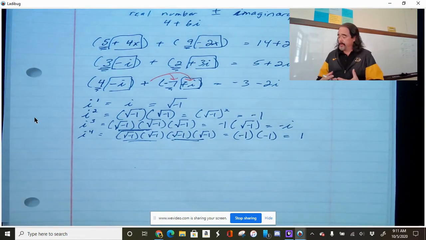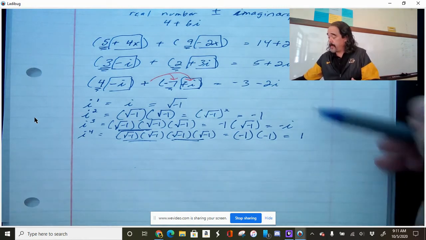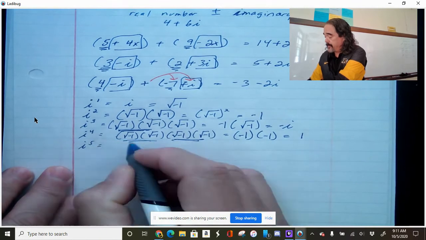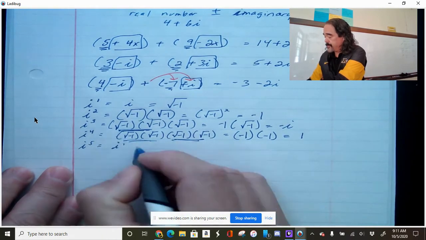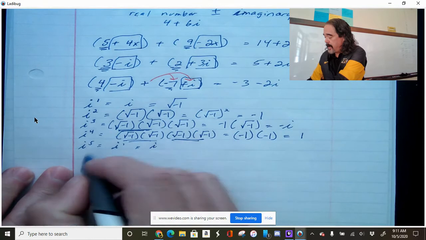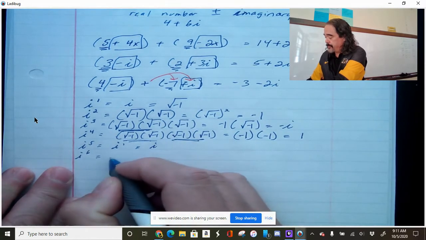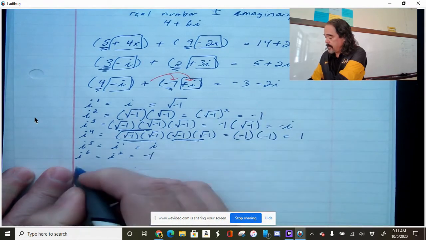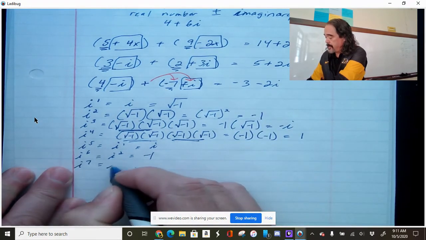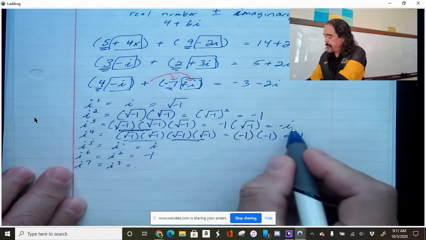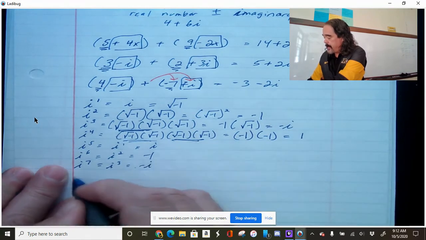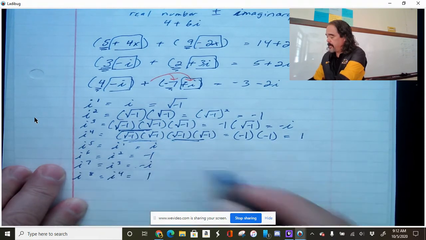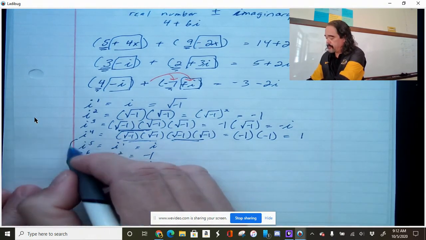This is all you need to know how to do, because from here on out, i to the 5th power is equal to i to the 1st power, which is i. i to the 6th power is equal to i to the 2nd power, which is -1. i to the 7th power is equal to i to the 3rd power, which is equal to -i. And i to the 8th power is equal to i to the 4th power, which is 1. So it just starts repeating.